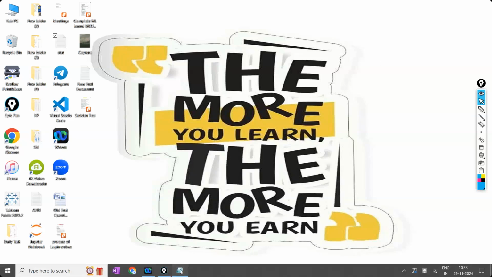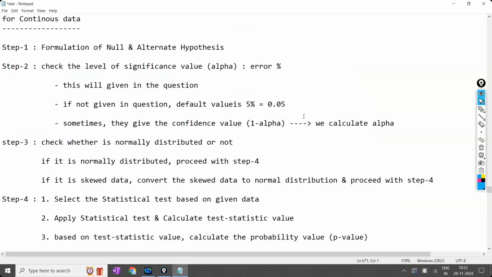Okay, done. So sometimes in the question they will give the confidence value. Confidence is nothing but 1 minus alpha. So based on the confidence value, we'll calculate the alpha value, right?